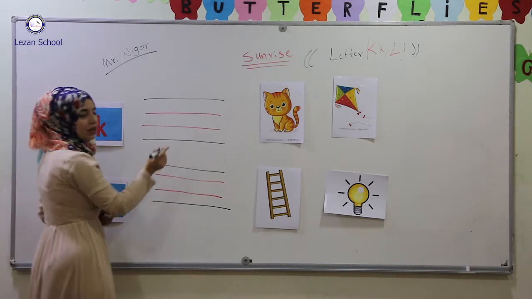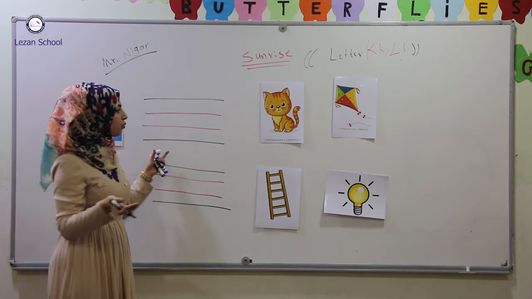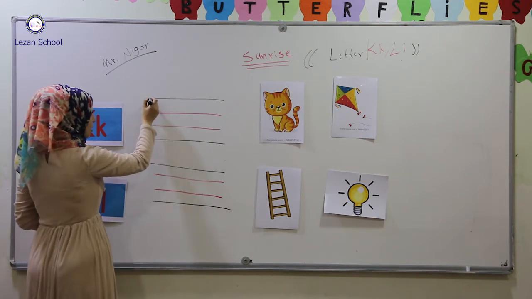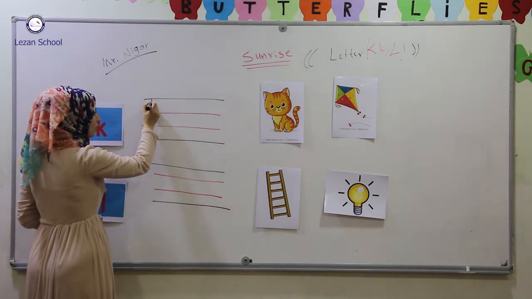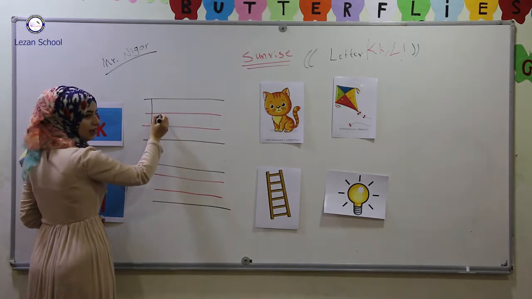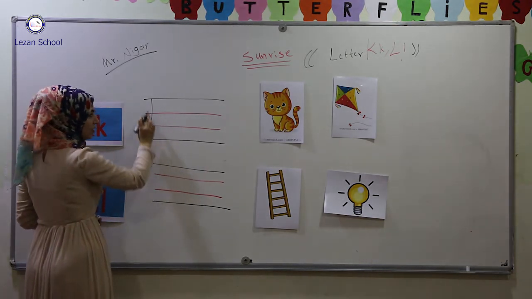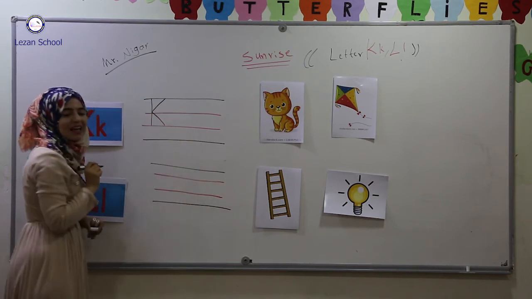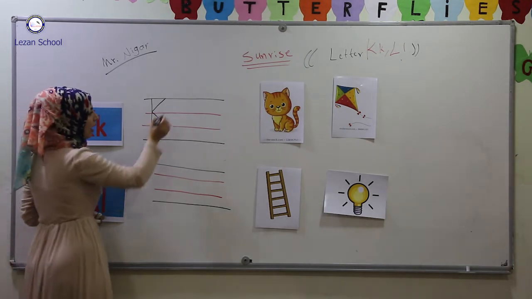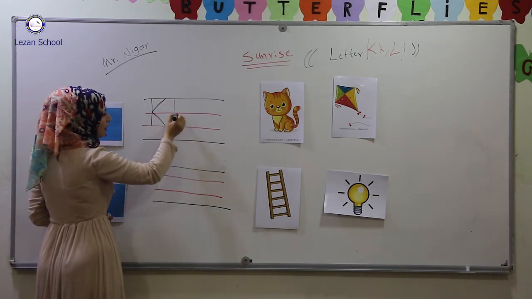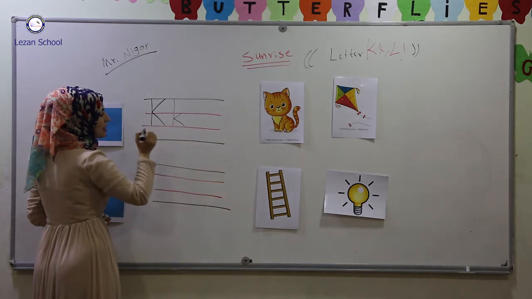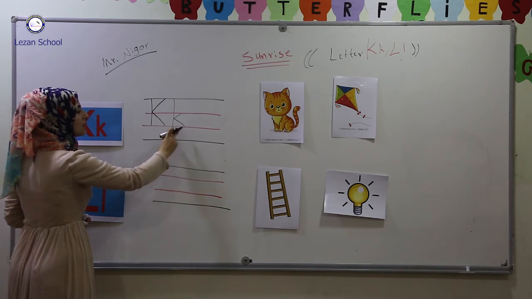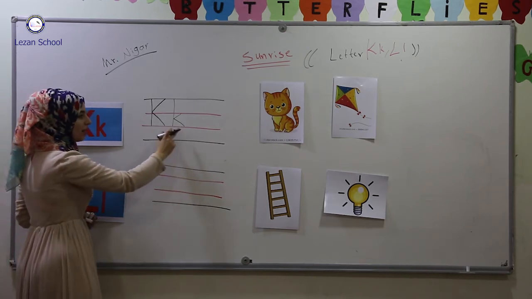As we know, in our English notebook, we have four lines. In the first black line, we are going to start from here, go down, and this goes down to the third line, then start here. This one is capital K, then small k. This one is small k, capital K. This one is capital K, small k.